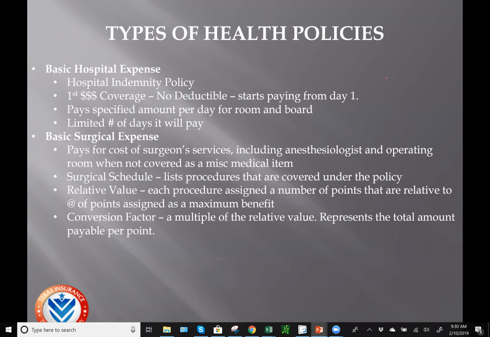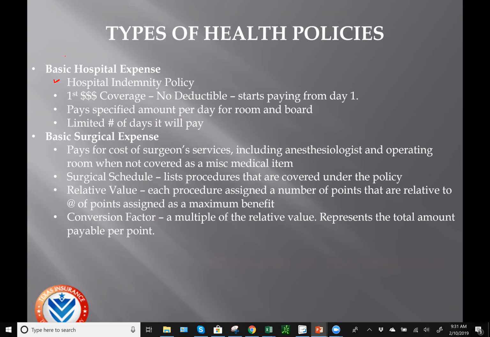First is a basic hospital expense policy. Another name for that is a hospital indemnity policy. The word indemnity or indemnify means to make whole again. When you purchase a basic hospital expense policy, once again, it provides first dollar coverage, which means no deductible, starts paying from day one. Now, it is a hospital expense policy, so you have to be confined to a hospital. It will pay a specified amount per day for your room and board while you're confined to the hospital.